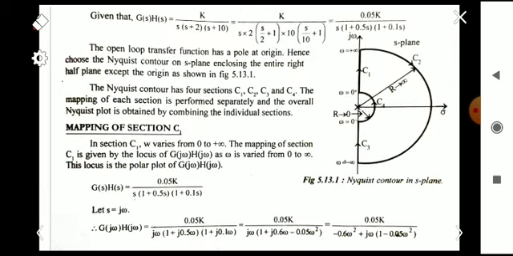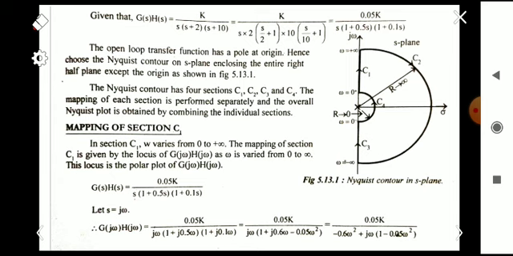So first we are going to map section C1. Section C1 is from 0 to plus infinity. When we learned the polar plot, we learned that the polar plot is drawn by considering the values of omega from 0 to infinity.